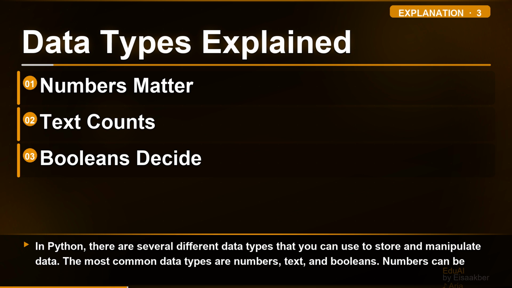Understanding the different data types and how to use them is essential to becoming a proficient programmer. For example, you might use a number to store a user's age or a boolean to determine whether a user is logged in or not. How do you think the different data types might be used in a real-world program?